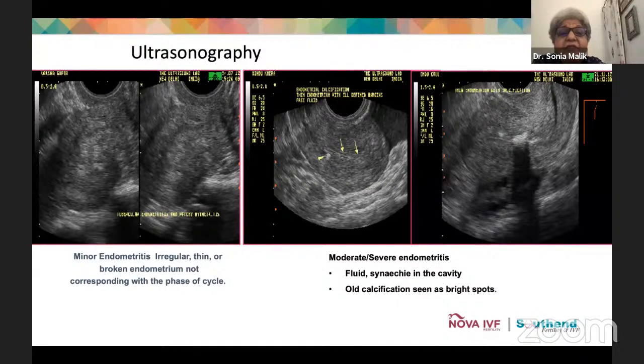When you look at it, our greatest asset has been the ultrasound, and we all know that there are ultrasound markers of endometrial tuberculosis. When it is mild endometritis, it is an irregular, thin, broken endometrium which does not conform to any phase of the cycle, and therefore makes us suspicious of something happening in the endometrium. However, if there is moderate to severe endometritis, you may find either fluid or synechiae, and old calcification also seen as bright spots within the endometrium.